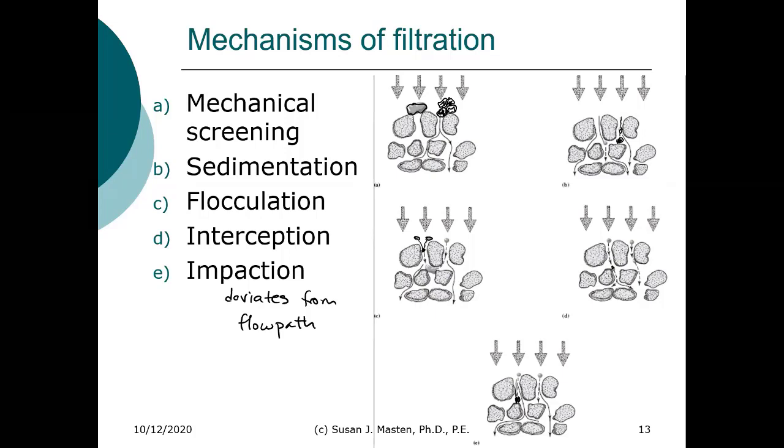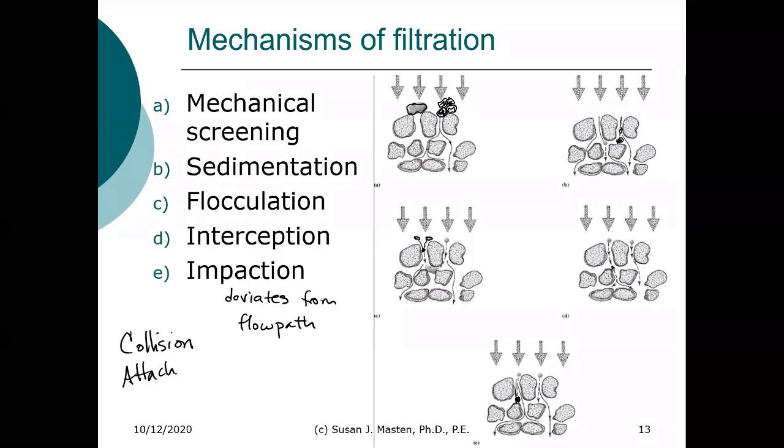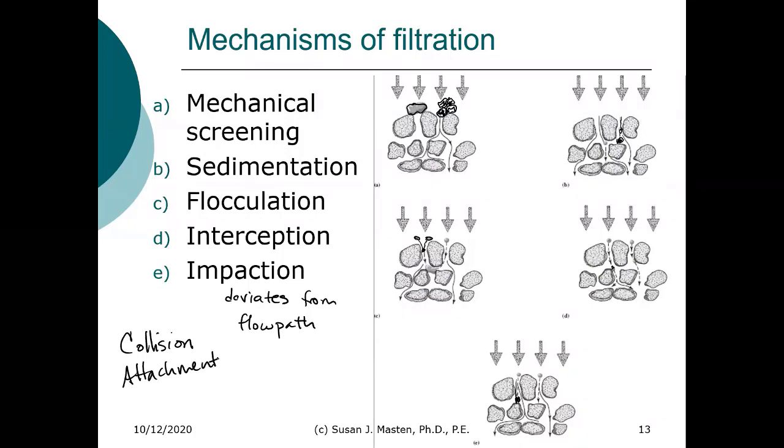In all cases, you need a collision to occur, and you need attachment. So in order to get removal, we need both of those happening. Now, we can also get detachment. In order for the removal to be significant, attachment has to be greater than detachment.